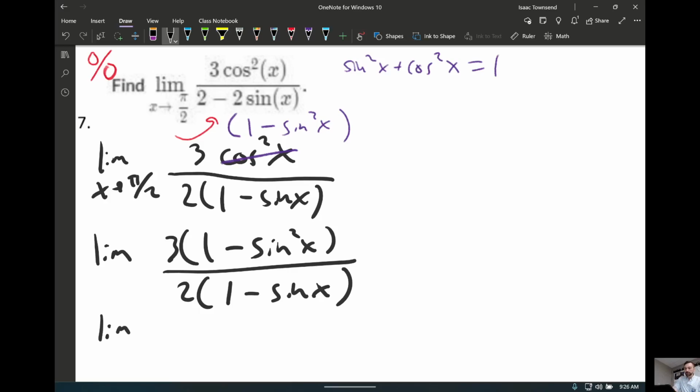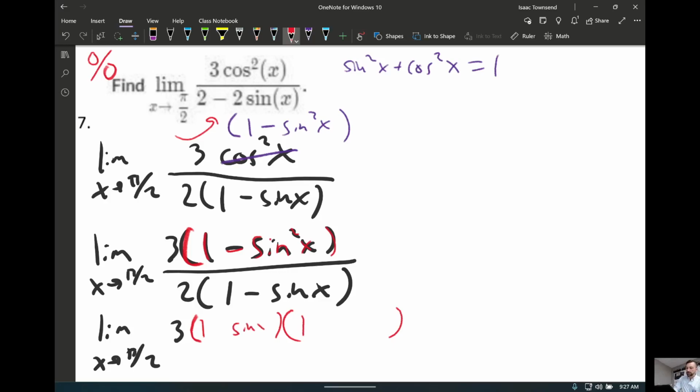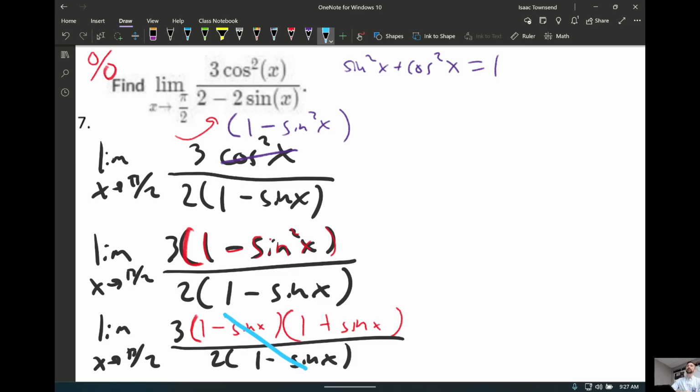Luckily, like the other one we did, we can factor this. It's the difference of two squares. One's being squared on the left, sine's being squared on the right. Difference of two squares is always a plus and a minus. And my hint to even consider doing that is because looking at the denominator, I realized if I did that, I could see that these two things cancel out.